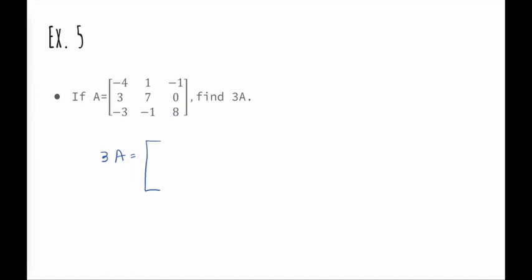So negative 4 times 3 is negative 12. 1 times 3 is 3. Negative 1 times 3 is negative 3. 3 times 3 is 9. 7 times 3 is 21. 0 times 3 is 0. Negative 3 times 3 is negative 9. Negative 1 times 3 is negative 3. 8 times 3 is 24. All we do is multiply everything by 3. Easy.